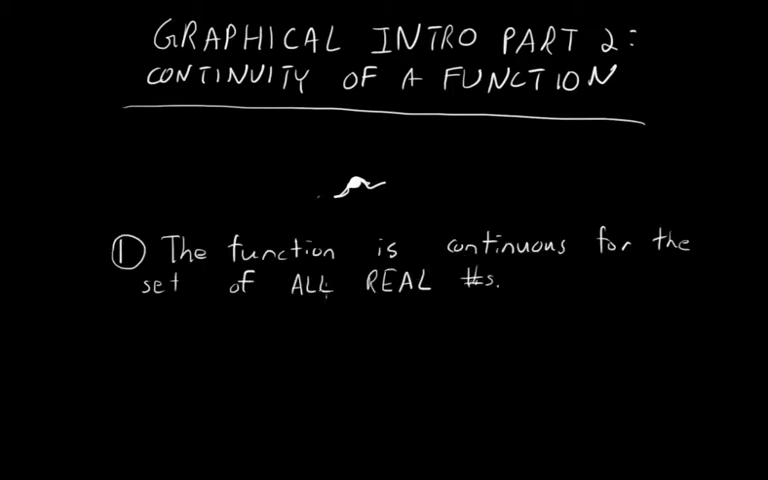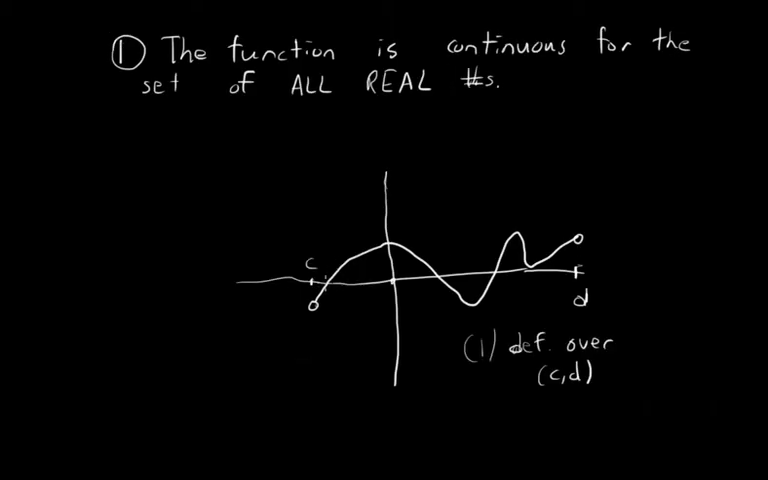So the first possible meaning is that the function is continuous for the set of all real numbers. So this function here, which is continuous everywhere in its domain, but whose domain is only the open interval from c to d, this function would not be deemed continuous under this definition because it's not defined outside of this interval. So for most of the set of real numbers, it's not defined, and it certainly cannot be continuous where it's not defined.